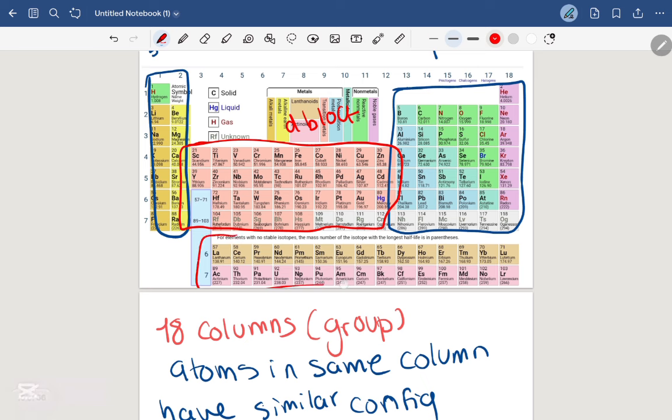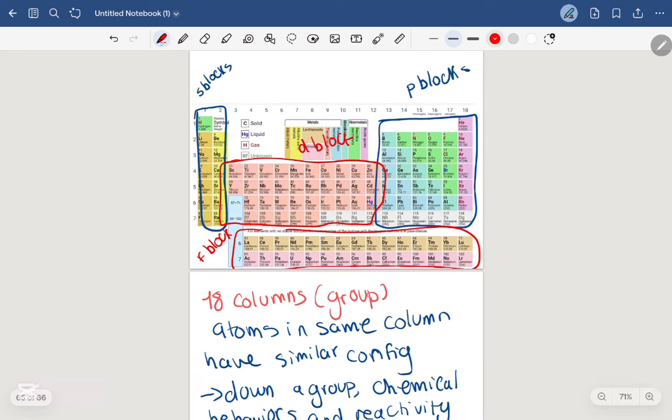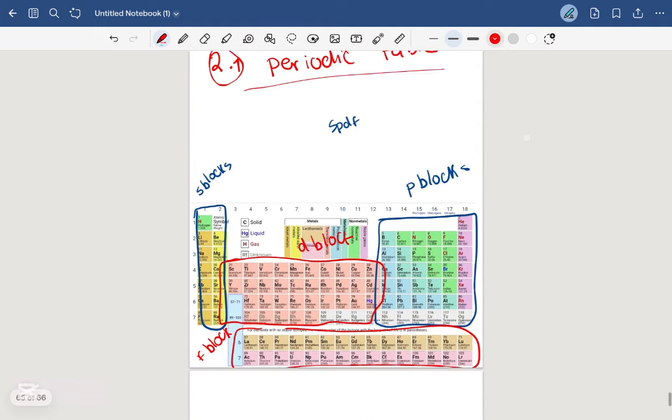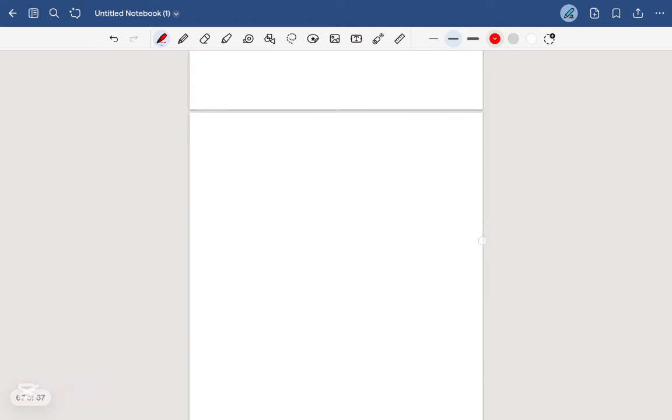And that leaves us last but not least with these over here. The lanthanides and actinides are called the F block. So these you're supposed to have memorized. They're very, very important to have memorized. And just like that, we finished 2.1. Let us now move on to 2.2.